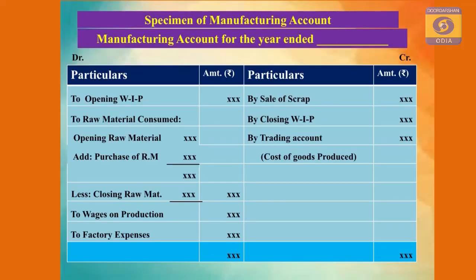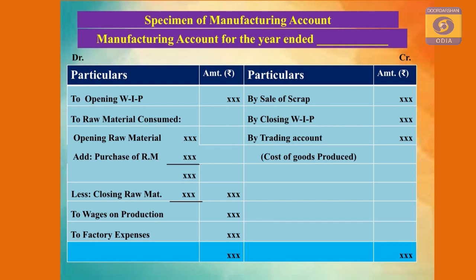So let's have a look at the specimen of a manufacturing account. You know, the manufacturing account is in the same format as that of any other account. So we'll have the manufacturing account of such and such concern, for the year ended, whichever year ended you are preparing. Then the format is exactly like that of other accounts. We'll have a debit side, we also have a credit side.